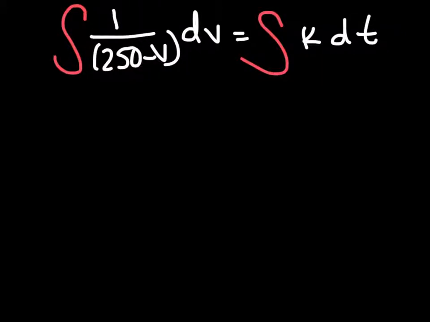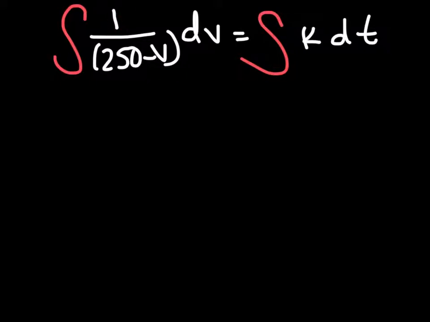Okay, let's continue number one. So we have this separable equation, and now we're ready to integrate. If we integrate the left-hand side, notice that the derivative of this function is -1. So we really need a -1 here.